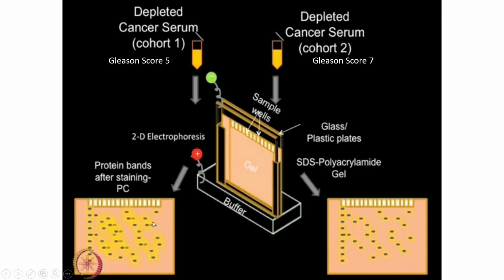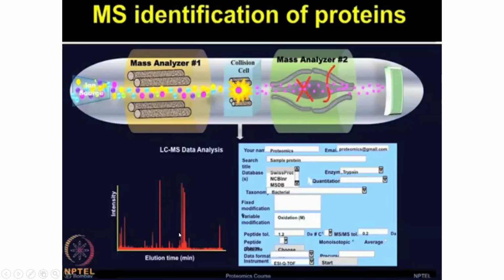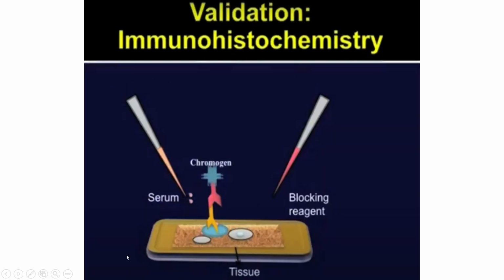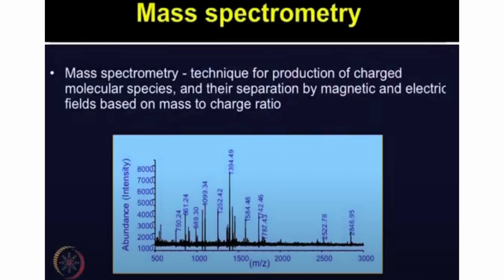And once you do that, you can just cut that differentially expressed protein and do the mass spec analysis. You don't have to do all the proteins. So if a protein is present here and also present here, you don't have to analyze that specific protein. You need to analyze only those proteins which are differentially expressed using mass spec.